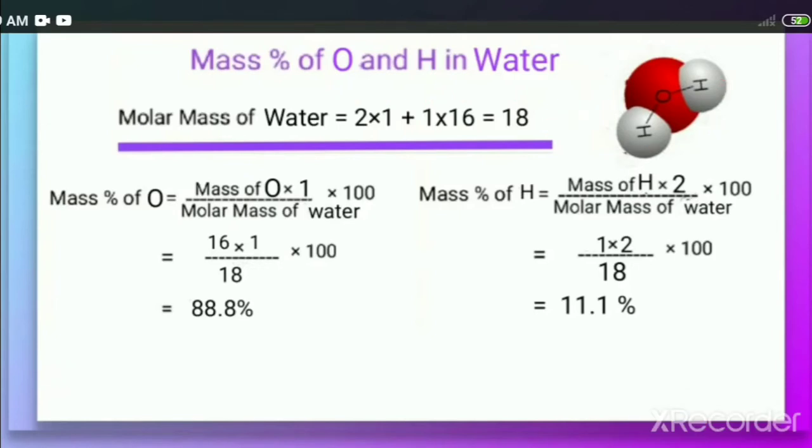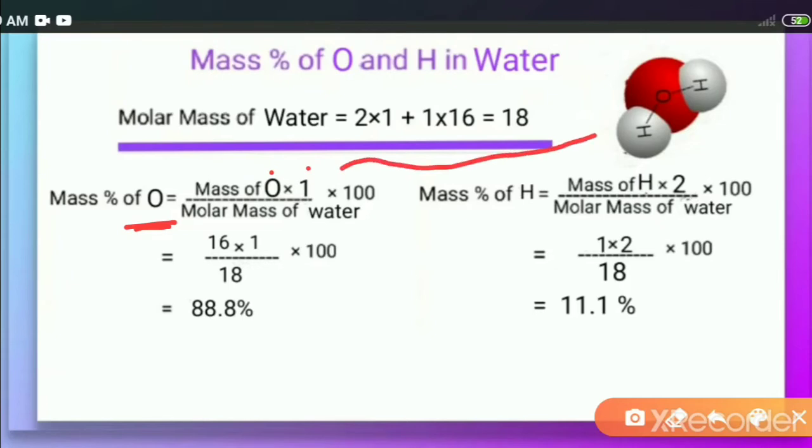So like this we find out the molar mass, which we have already discussed. Mass percentage of oxygen: how are we finding it out for oxygen? The formula is mass of oxygen into 1. Why have we taken 1 here? Because in this example only 1 oxygen atom is there. Therefore we are taking 1 here.